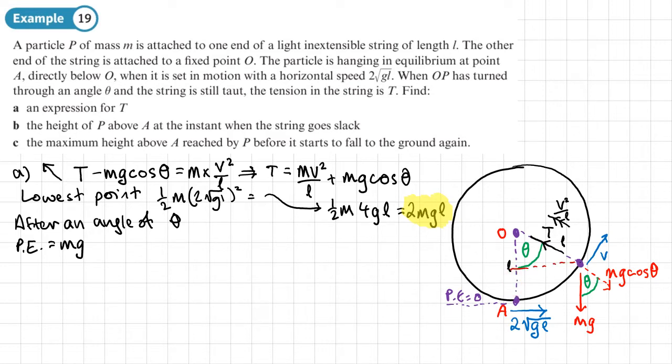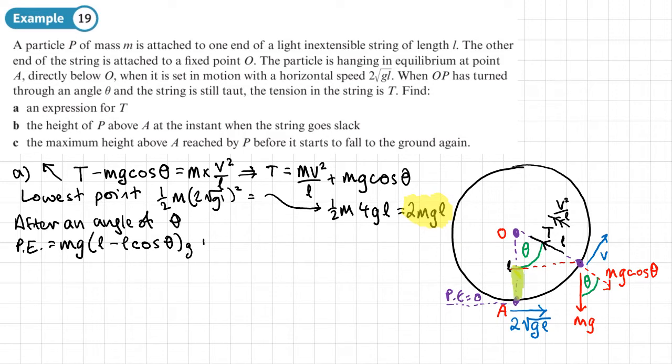Let's just highlight that in another color so it's a little bit clearer. So this is the increase in height, this bit here, and that's going to be L, this total length, minus this part here, which is going to be L cos theta, if you consider this right angle triangle here. So the increase in height is going to be mg, and then we're going to times that by L minus L cos theta. So there's our potential energy.